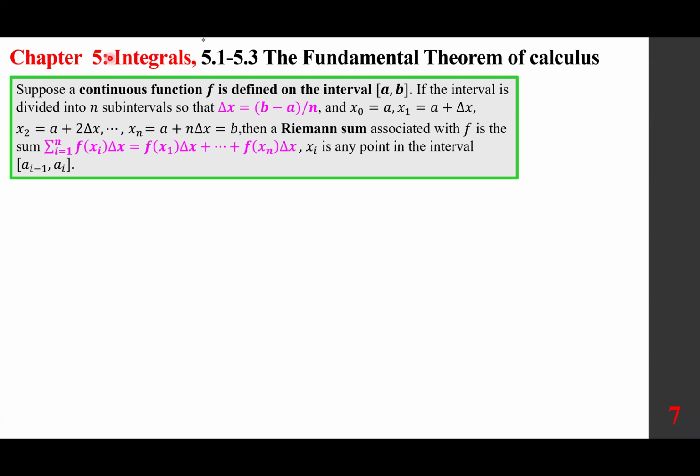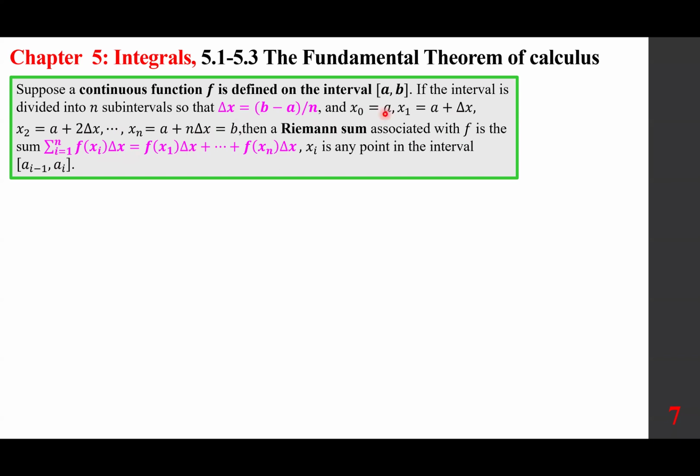Now, chapter 5, integrals, 5.1 to 5.3, the fundamental theorem of calculus. Suppose a continuous function f is defined on the interval of a to b. If the interval is divided into n subintervals so that delta x is b minus a over n, x sub 0 is a, x sub 1 is a plus delta x, x sub 2 is a plus 2 delta x, all the way to the end, x sub n is a plus n delta x, which is equal to b. Then a Riemann sum associated with f is the summation of i going from 1 to n of f of x sub i delta x. So f of x sub 1 delta x all the way to f of x sub n delta x.